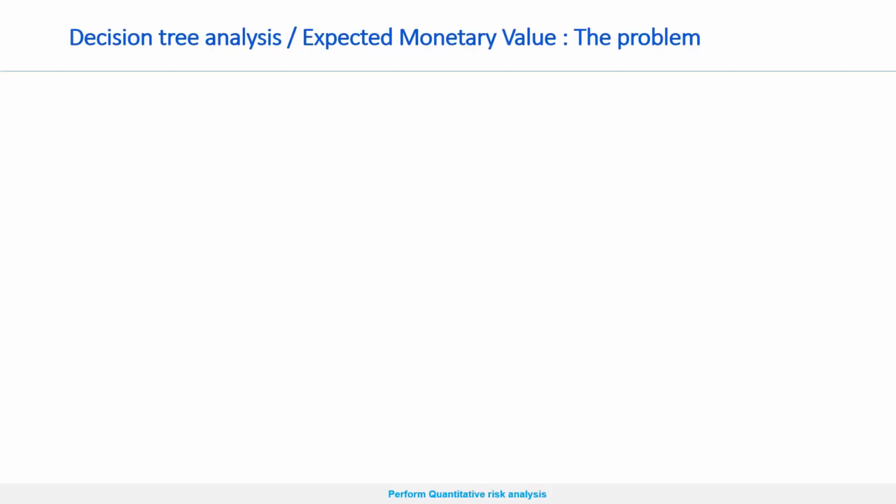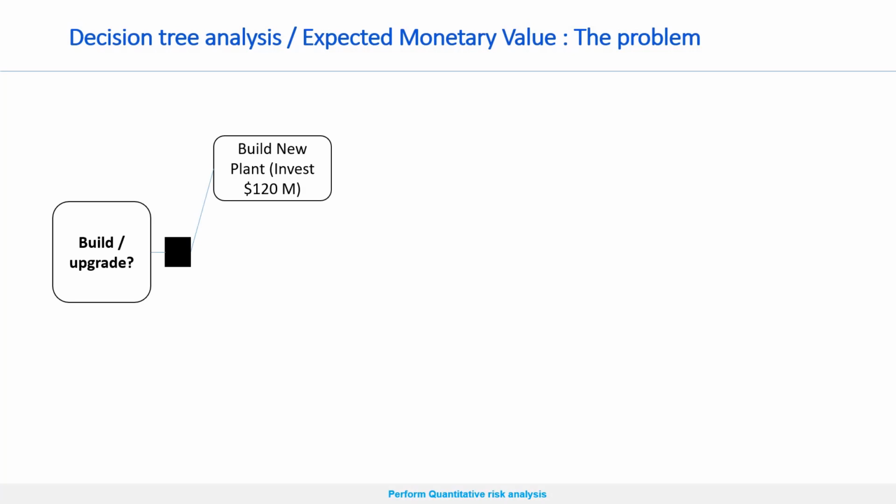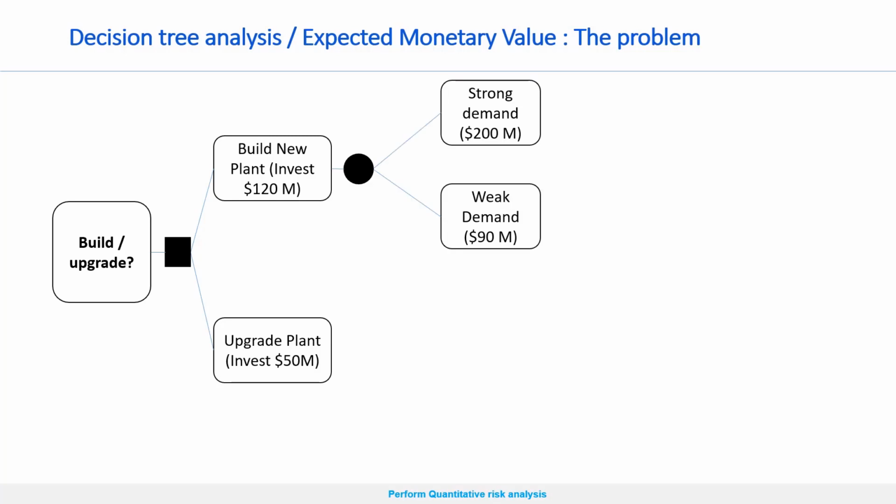A decision is to be made whether to build a new plant or upgrade the existing plant. To build a new plant, you have to make an investment of $120 million. If you upgrade the existing plant, then you have to make an investment of $50 million. The project outcome looks like this. If you build a new plant during the strong demand period, you are likely to make $200 million. During the weak demand, you are likely to make $90 million. There is a 60% probability for strong demand and 40% probability for weak demand.